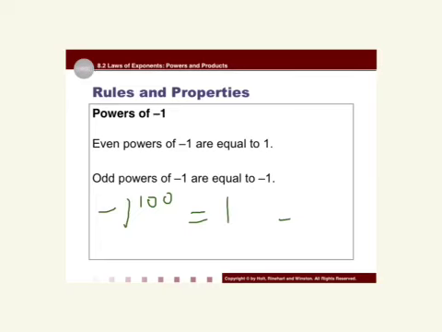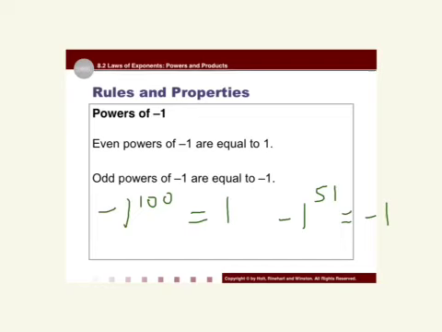If I came up to you and said, what's -1 to the 51st power? You wouldn't have to type into your calculator -1 times -1 times -1 51 times. You could simply just see that you have -1 raised to an odd power, so it's always going to be equal to -1. So that's the power of -1 rule. If you have -1 raised to an even power, it's always going to be equal to +1. If you have -1 raised to an odd power, it's always going to be equal to -1.